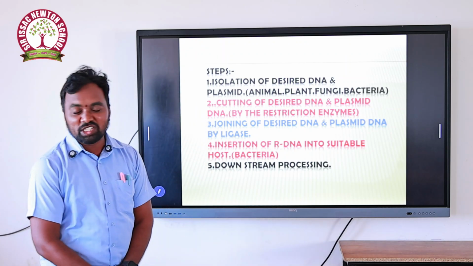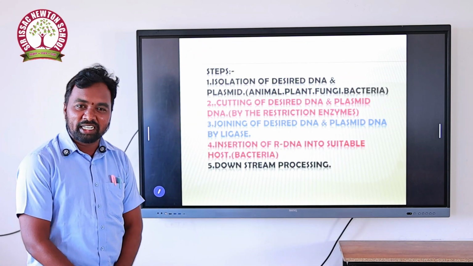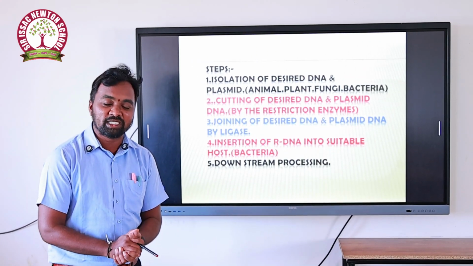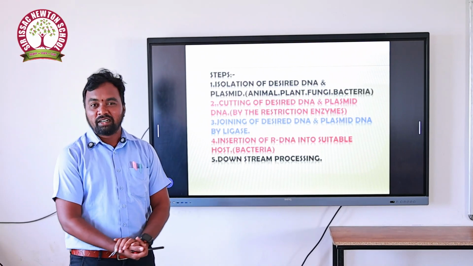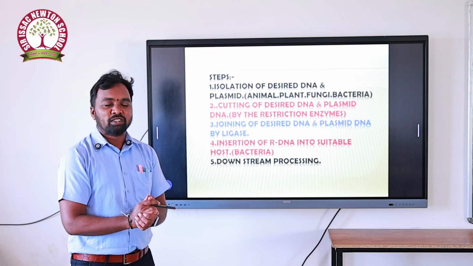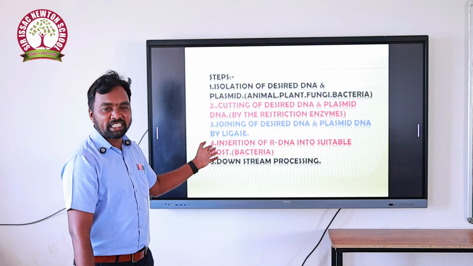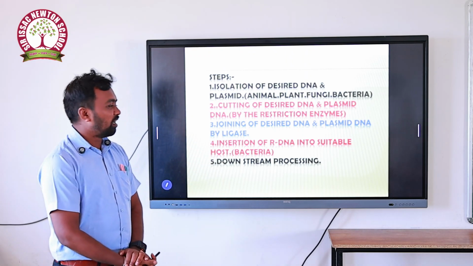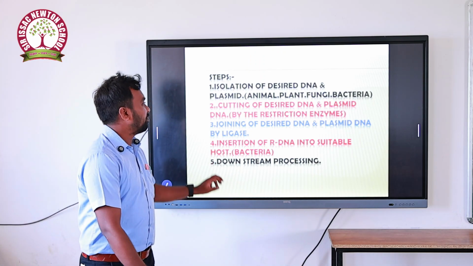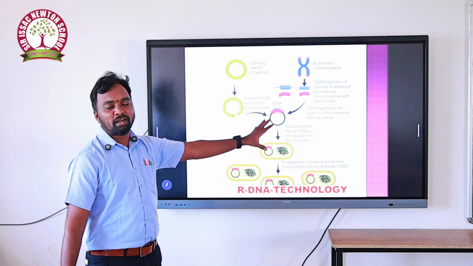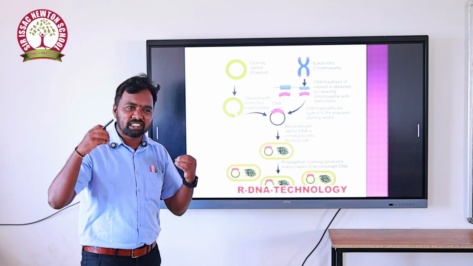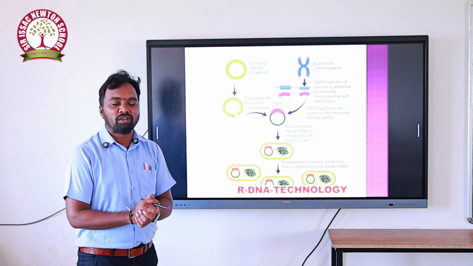What are they? Isolation of the desired DNA, and cutting of the desired DNA and plasmid DNA with the help of different kinds of enzymes, known as restriction enzymes. After that, joining of the desired DNA and plasmid DNA, then inserting it into a suitable bacteria like Escherichia coli. Then the last step is downstream processing. So this is the overall procedure within rDNA technology. By this technology nowadays we are producing a lot of medicines and food products also.